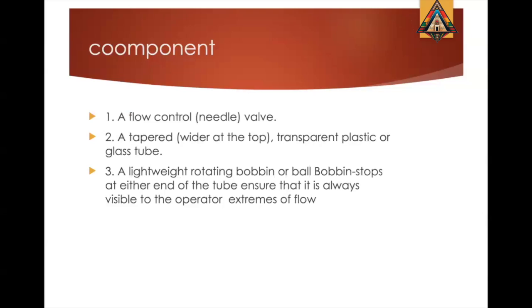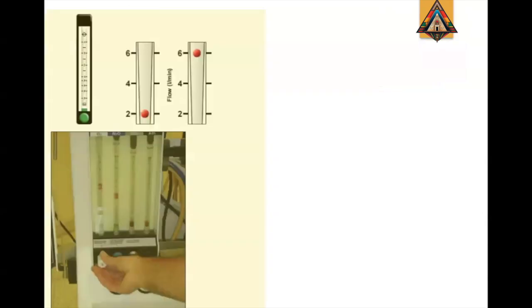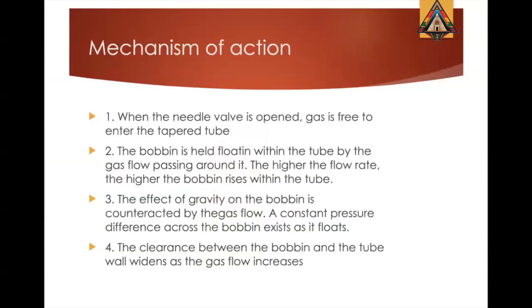The components: it has a flow control valve, a tapered transparent plastic or glass tube, and a lightweight rotating bobbin or ball. Bobbin stops are at either end of the tube. So this is a picture of the flow meters, and it follows the same safety features. It's color coded. It is gas specific, and by gas specific I mean the one calibrated to oxygen functions with oxygen, the one calibrated to nitrous will function also with nitrous.